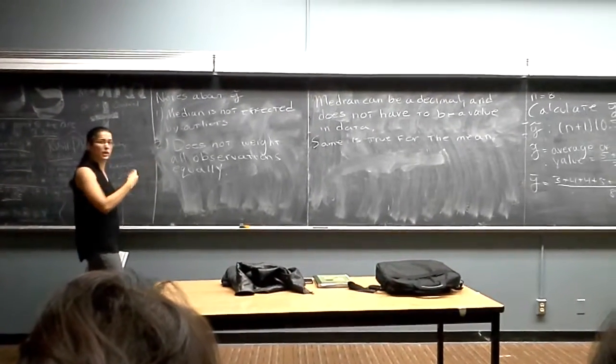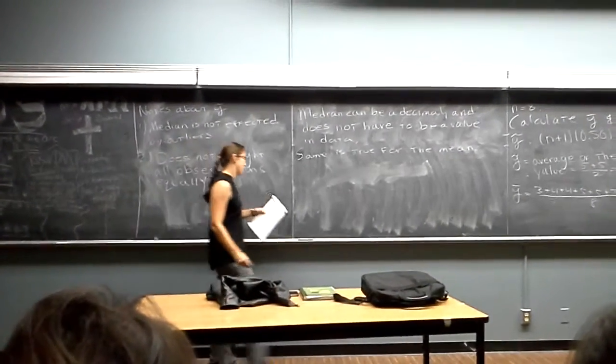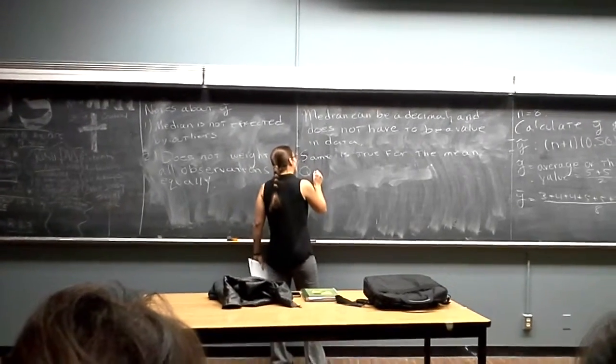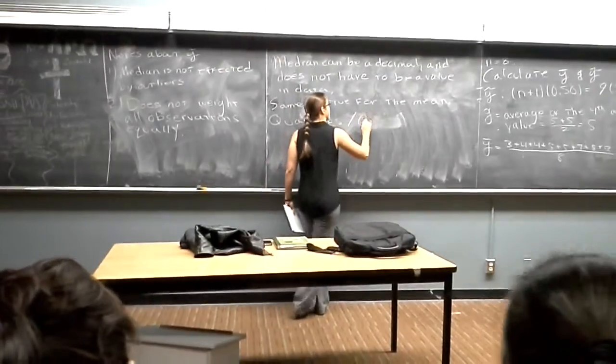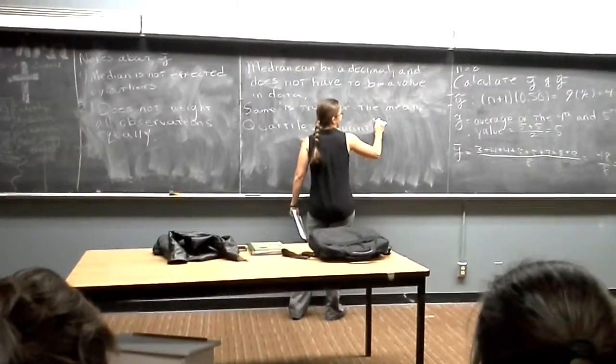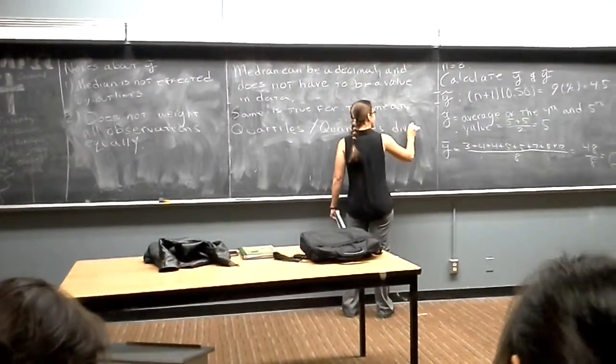Okay. So we separated the data by half with the median. Half above, half below. We can also do quarters, which are also very popular. So quartiles, or quantiles sometimes, divide your data into quarters.